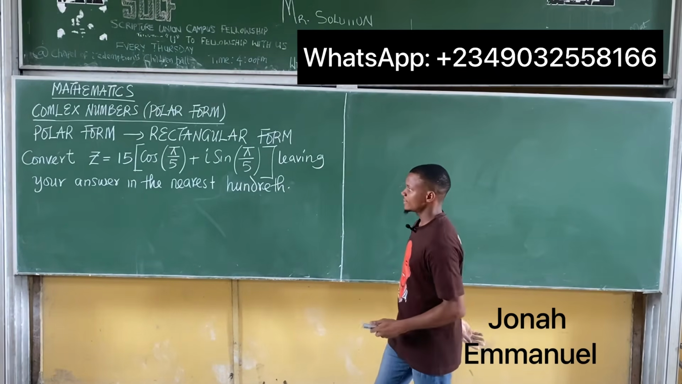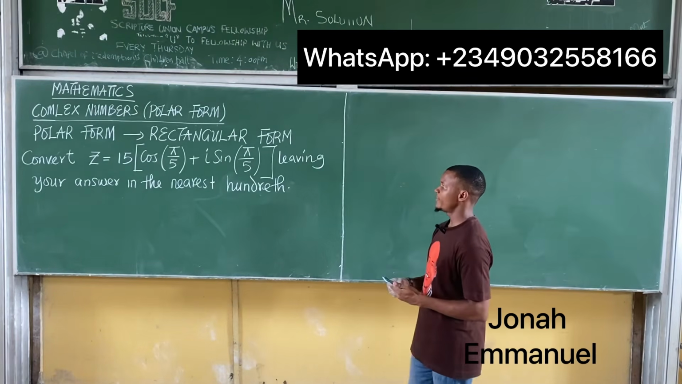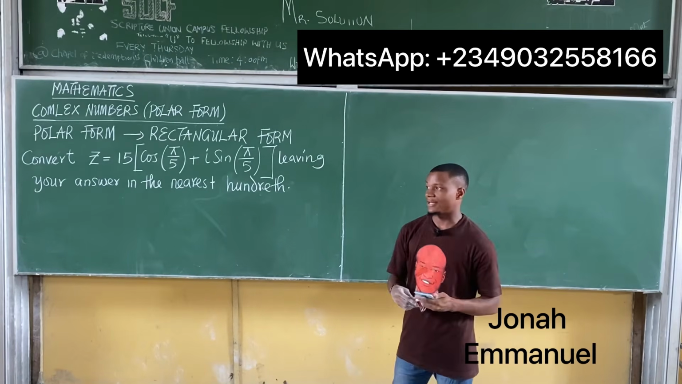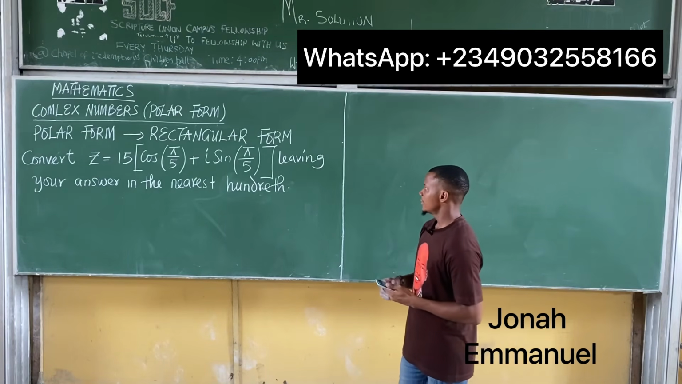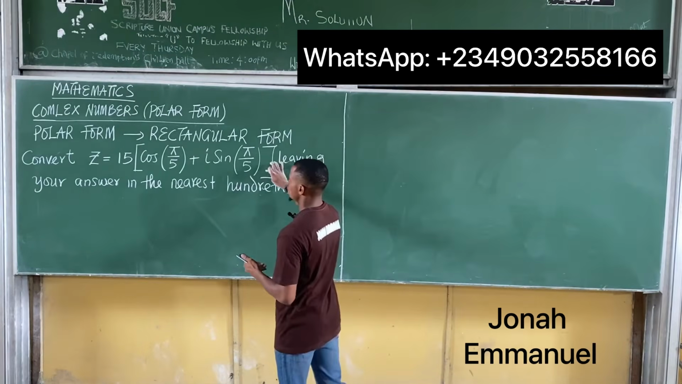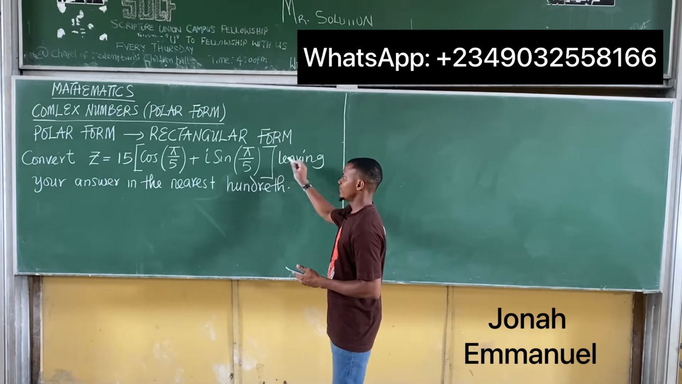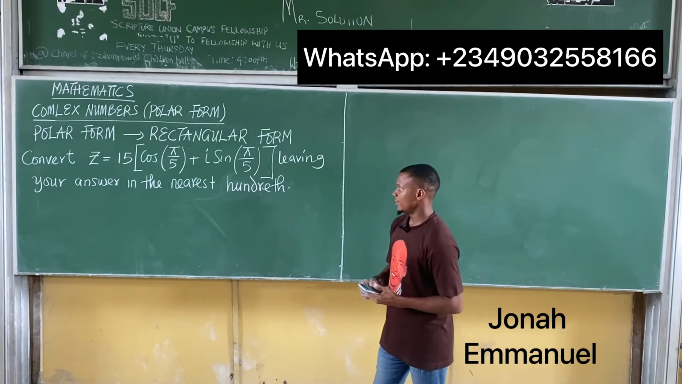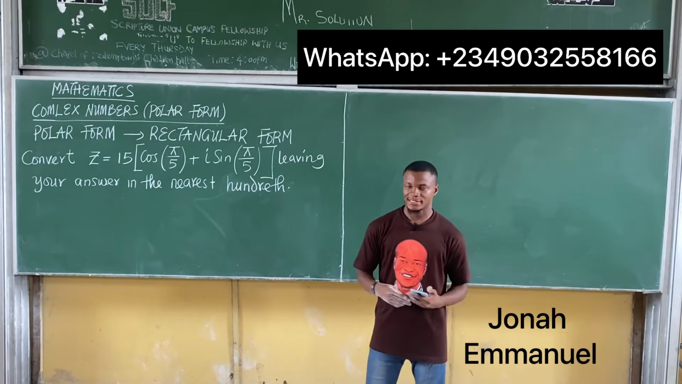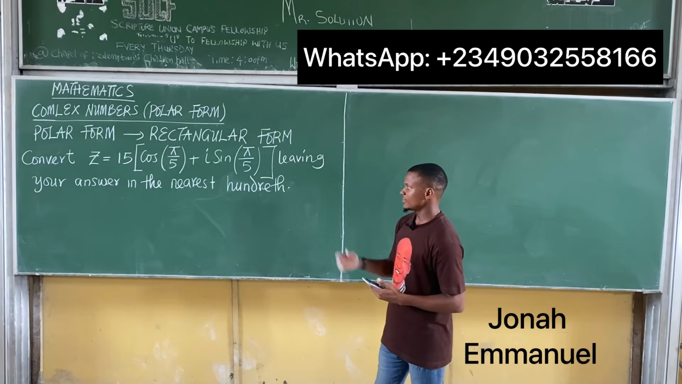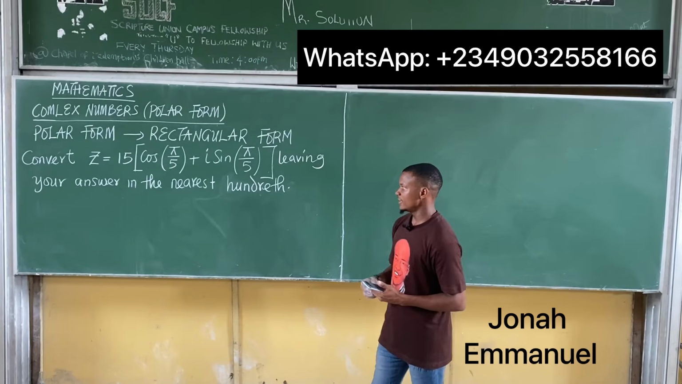So we have: convert z being equal to 15 (cos pi over 5 plus i sine pi over 5) to rectangular form, leaving your answer to the nearest hundredths. Alright, so let's get this done. How do you convert this one here to rectangular form, leaving your answer to the nearest hundredths?